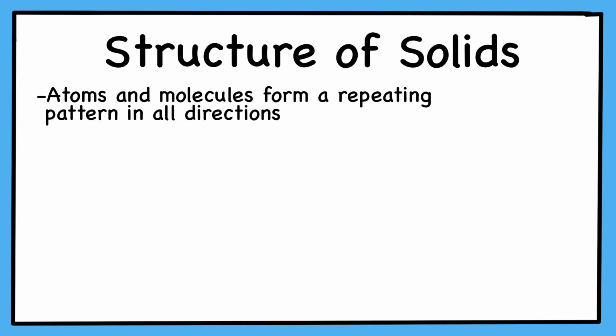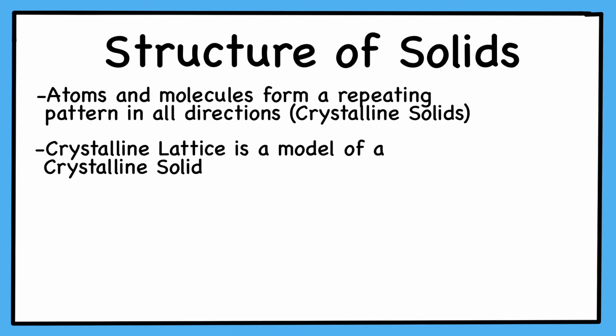Today we're going to take a deeper look into the structure of solids. In some solids, atoms or molecules form a repeating pattern in all three dimensions. This makes the internal structure of a solid highly organized and consistent. We call these types of solids crystalline solids. If we want to take these repeating units within a crystalline solid out and model the structure, we would call that structure a crystalline lattice.